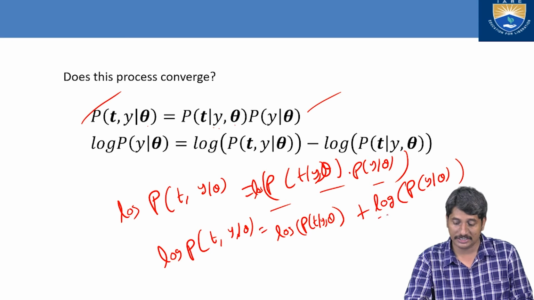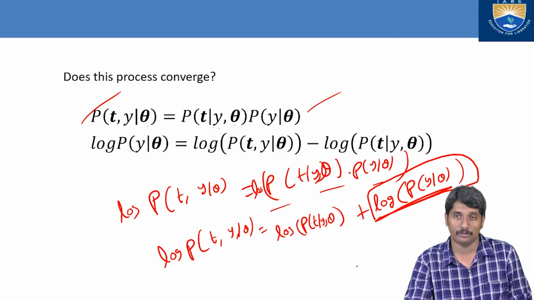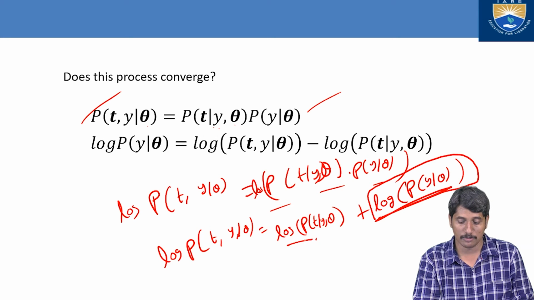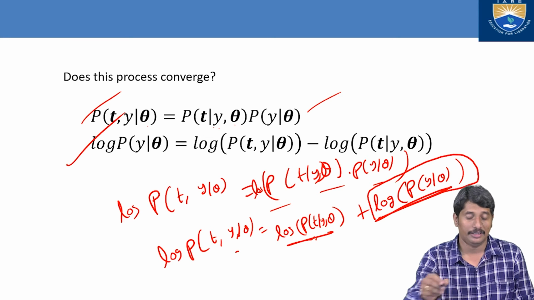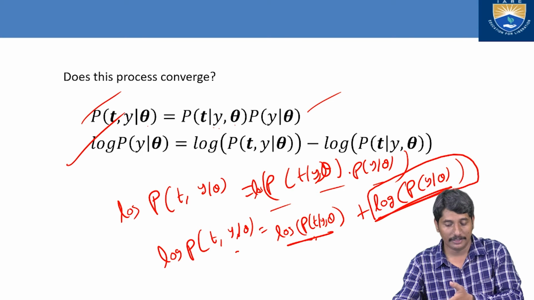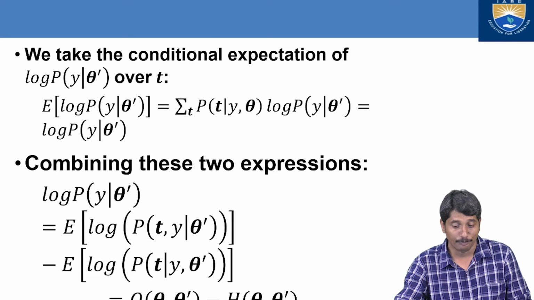Now your interest is to find out this value. So you will take this to the left side, then this plus becomes minus, then you will get this equation. So applying log on both sides, keeping the required thing on one side and bringing everything to the left side, you will reach that thing. Okay. So that plays an important role in proving that the process converges.